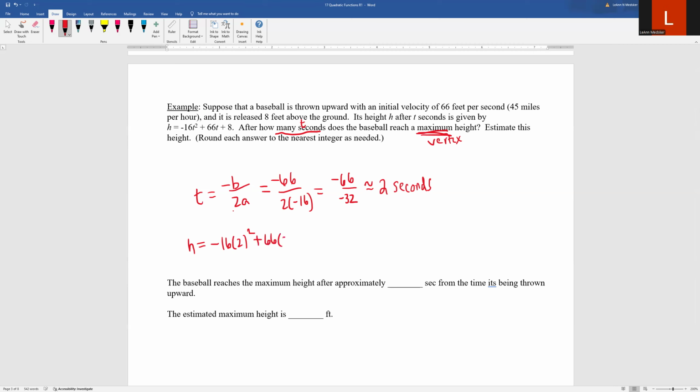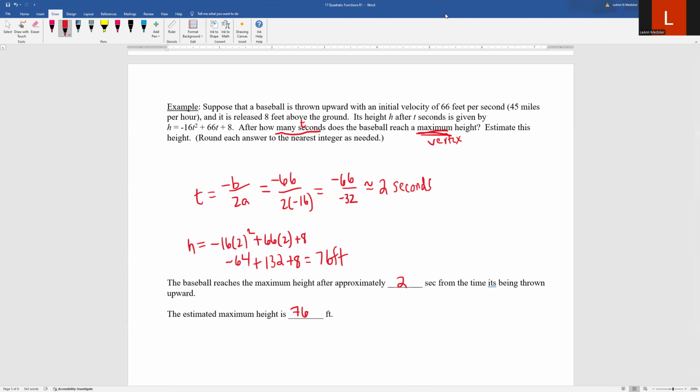So essentially these application problems, if they say find a max or find a min, and it's a quadratic, you're just doing your formula for the vertex. So this would be negative 64 plus 66 times 2, which is 132, plus 8. If we add those, I'd subtract the 64 from the 132 and then add 8. That's going to be 76 feet. So the baseball reaches its maximum height after approximately 2 seconds, and it was being thrown upward. The estimated max height in the air is 76 feet.